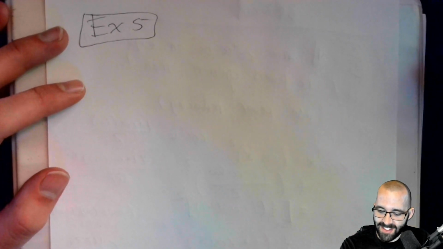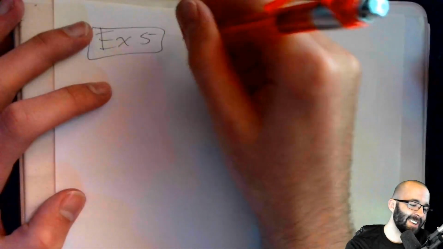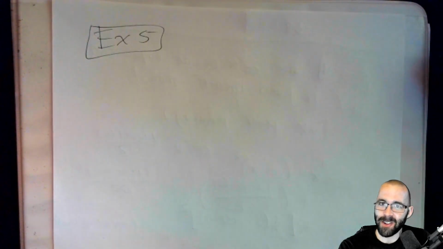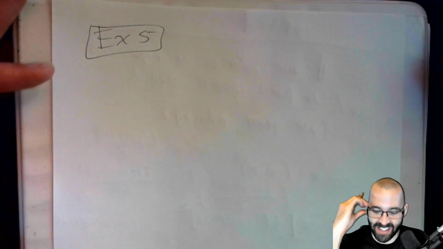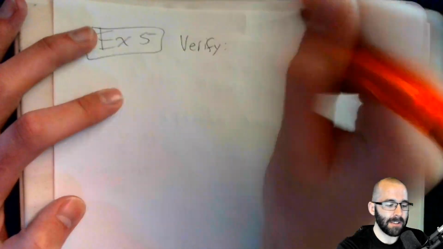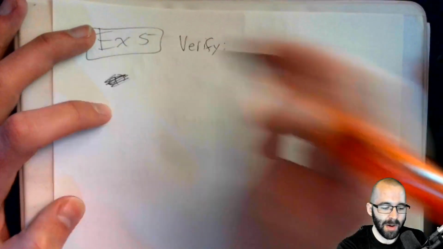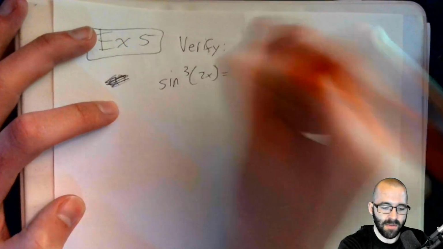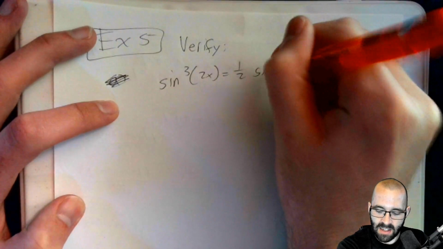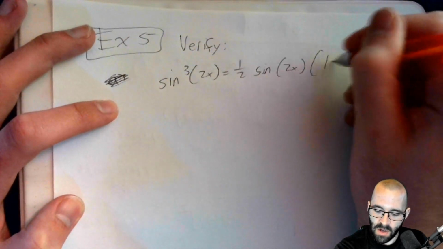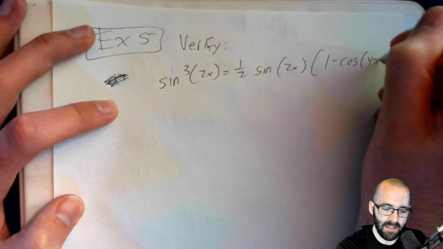All right. So example 5. Example 5 is a good one too. Again, as I mentioned yesterday, I don't always know where these problems are going. I follow my hunches and we explore them together. Example 5 is one of those. Let's verify this. There's no part B, so I'm not going to write a part B. Verify that sine cubed of 2x is equal to 1/2 sine of 2x times 1 minus cosine of 4x.